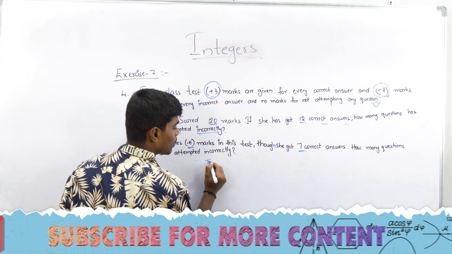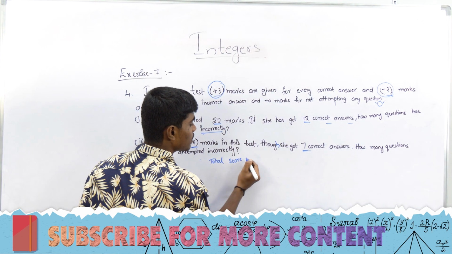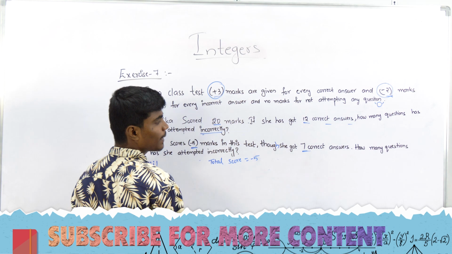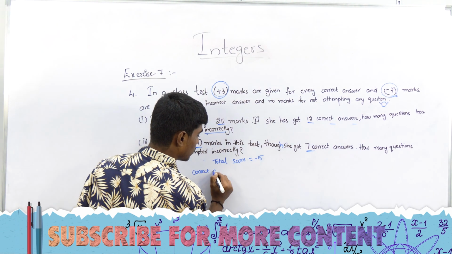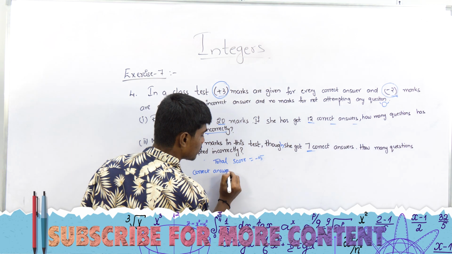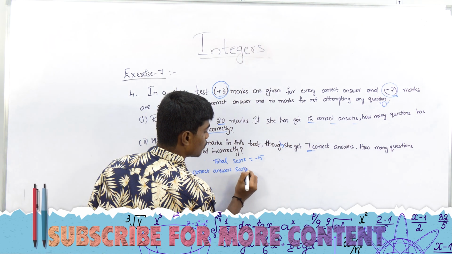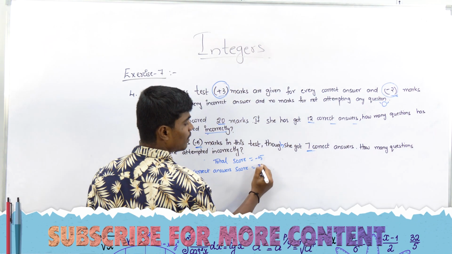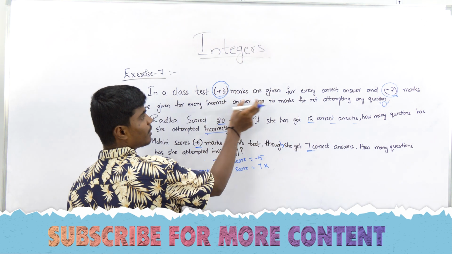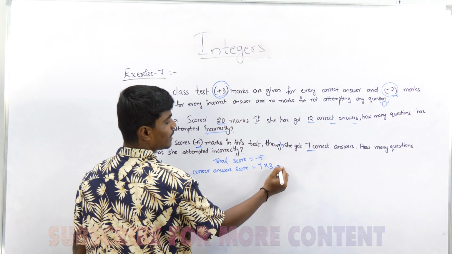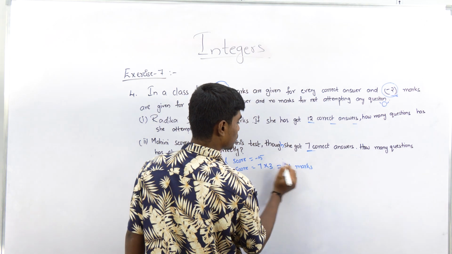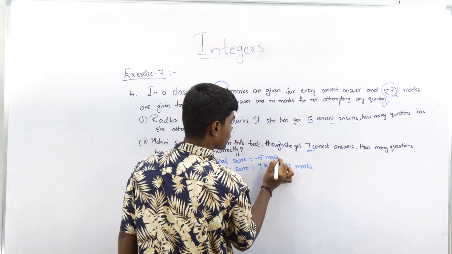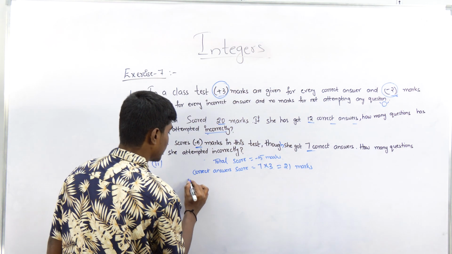See, total score is equal to -5. Correct answers score is equal to 7 into, for every question 3 marks. So for 7 it is 3 into 7, it is 21 marks. Here -5 marks total. And incorrect answers.